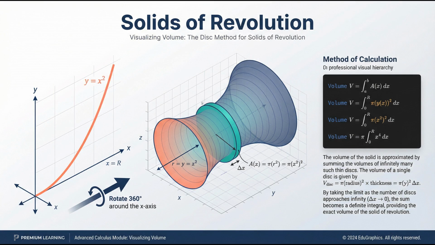Integrals work in 3D too. By rotating a curve around an axis, we create a solid of revolution. We can calculate the exact volume of these complex shapes by summing up infinite thin disks or washers. This is crucial for engineering parts, creating 3D models, and calculating fluid capacities.